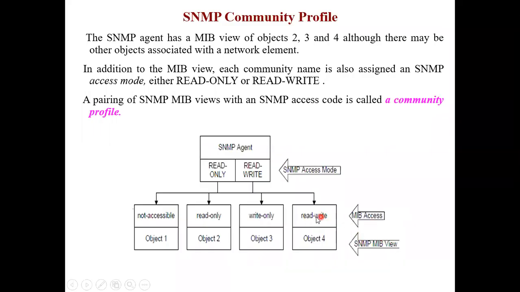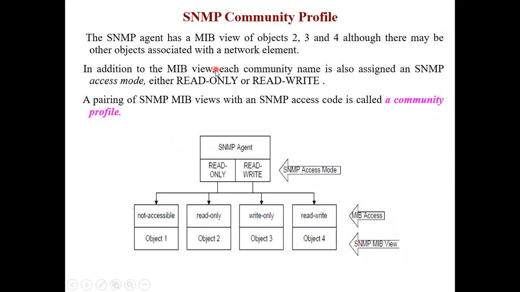Now what is the access that is given for object 4? For example, suppose object 4 is read write. Object 3 is write only. Object 2 is read only. And object 1 is not accessible. So this particular agent is not able to access this particular object. So this is the access policy which I have provided. So the SNMP agent has an MIB view of objects 2, 3, and 4, although there might be many other objects associated with the network. There will be a lot of objects with this agent in the network, but the SNMP agent gets the MIB view of only objects 2, 3, and 4.